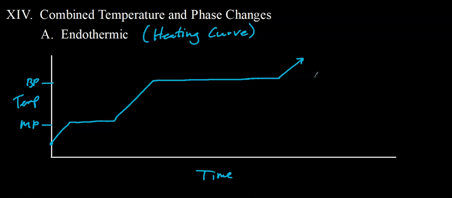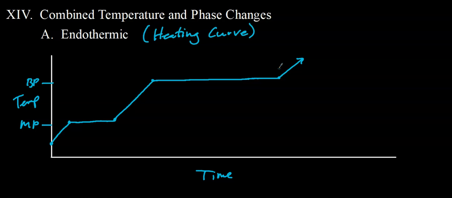Now, something that you need to understand is what state of matter the substance is at each part of the graph. So between here and here, the substance is just a solid. Between here and here, where the substance is melting, it's both a solid and a liquid. From here to here, above the melting point but below the boiling point, the substance is just a liquid. During this time, the liquid is boiling, so it's both a liquid and a gas. And then at any temperature above the boiling point, the substance is just a gas.